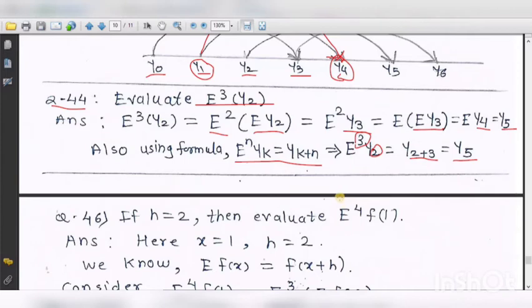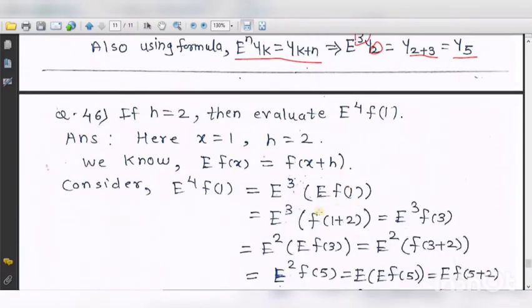Here one thing is necessary: all these values, y0, y1, y2, y4, must be values of a function at equally spaced values of x, where h is fixed. It will not work when the values are not equally spaced. This shift operator and forward difference operator work only when the values of the function are obtained at equally spaced values of x. So, next example.